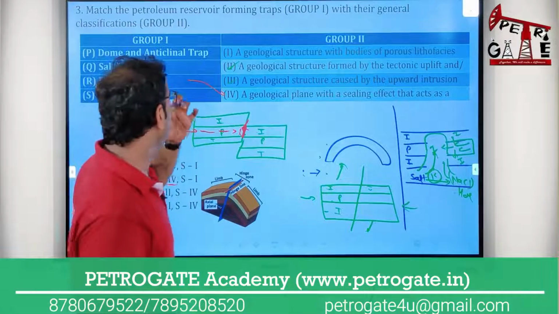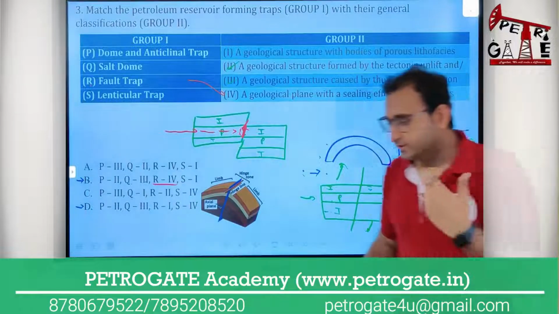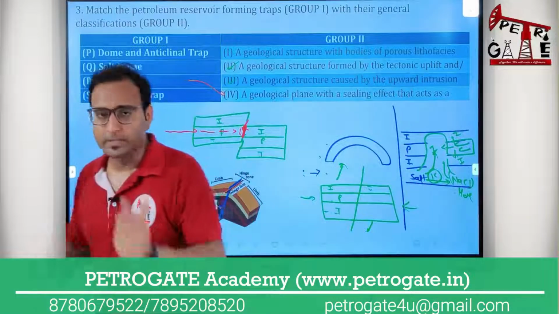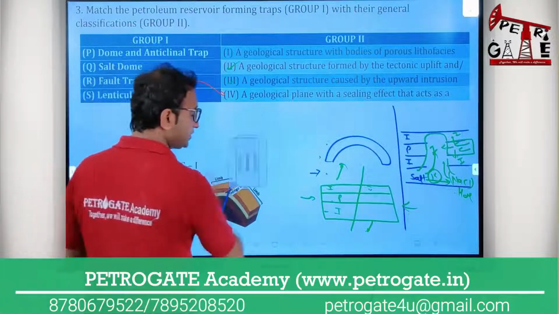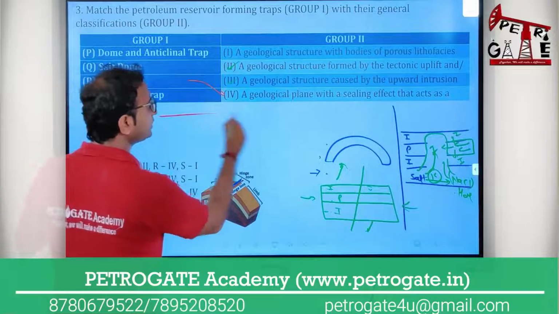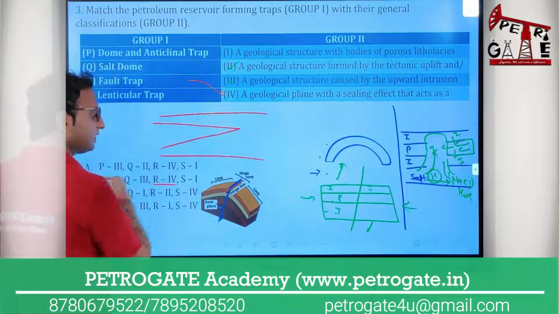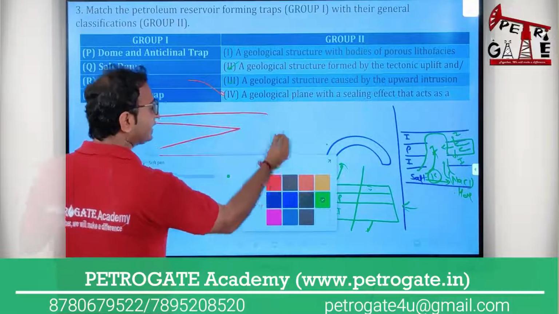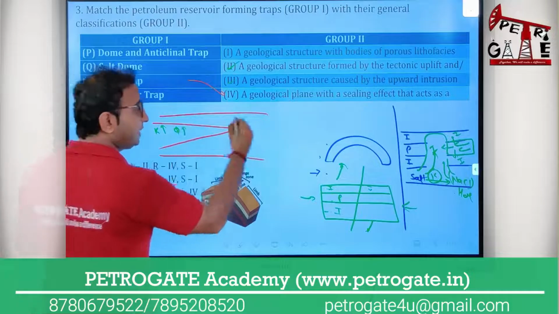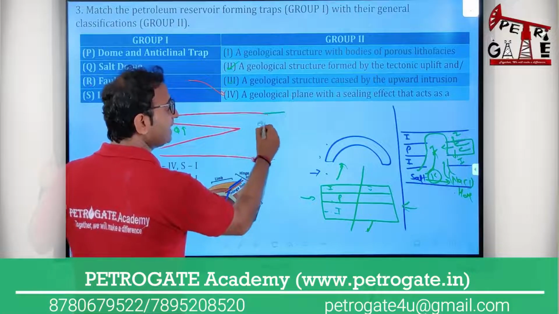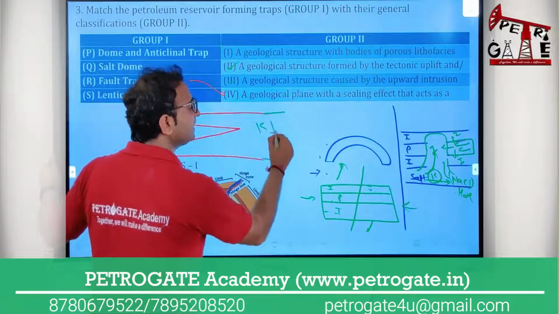No problem. Now what happens, sir? Lenticular trap means, actually, I have told you in the lecture series that there are a number of types of traps, either structural or stratigraphic. In stratigraphic traps, suppose this is your rock layer, and in this layer there is a different kind of rock. This layer has good permeability and good porosity, but this rock has very less permeability.